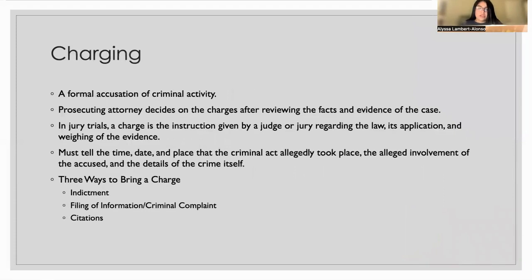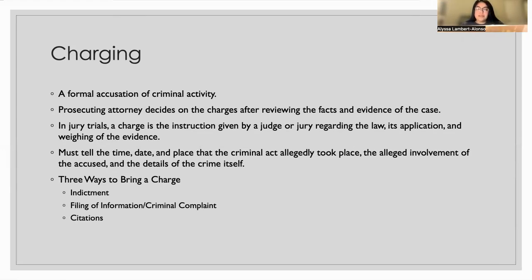And the next topic is charging. So in criminal cases, a charge is a formal accusation of criminal activity. The prosecuting attorney decides on the charges after reviewing police reports, witness statements, and any other evidence of wrongdoing. In jury trials, a charge is the instruction given by a judge or jury regarding the law, its application, and the weighing of evidence. The charge must tell the time, date, and place that the criminal act allegedly took place, the alleged involvement of the accused, and the details of the crime itself.